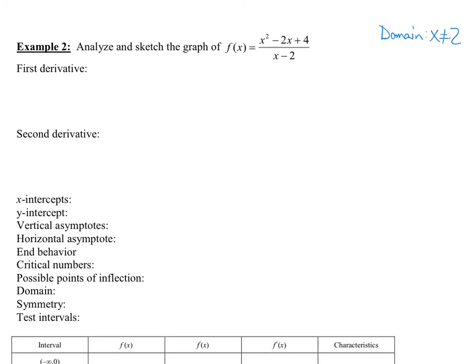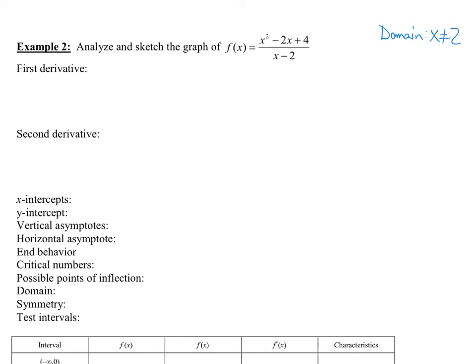Now, what does that tell us about 2? There's either a hole, which is a removable discontinuity, or a non-removable discontinuity, which is a vertical asymptote. Which one is this? Yeah, it's a vertical asymptote.